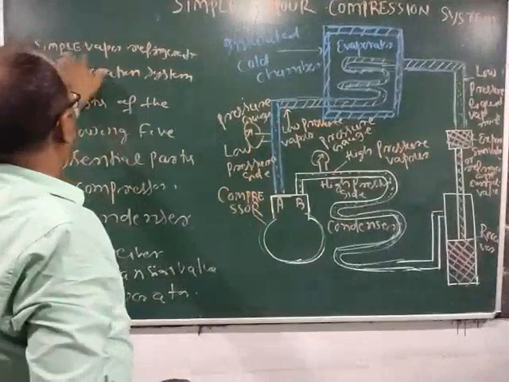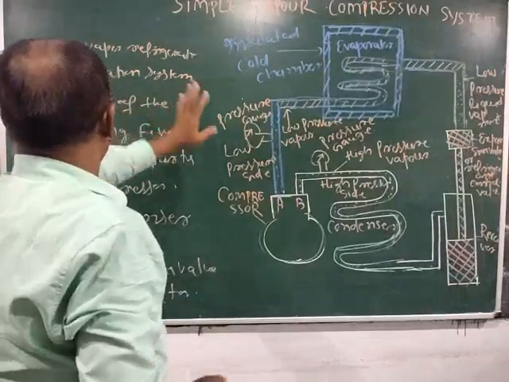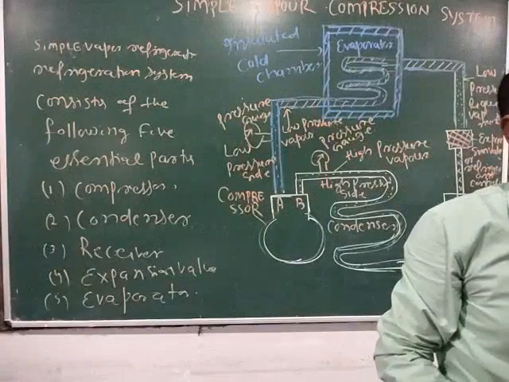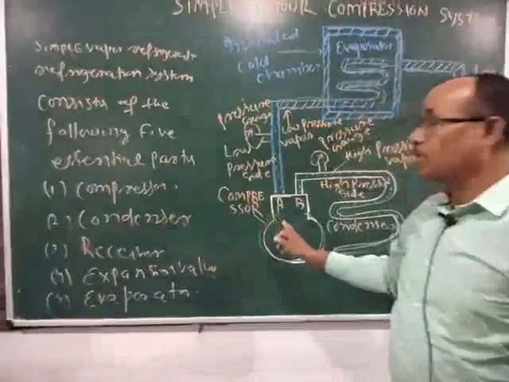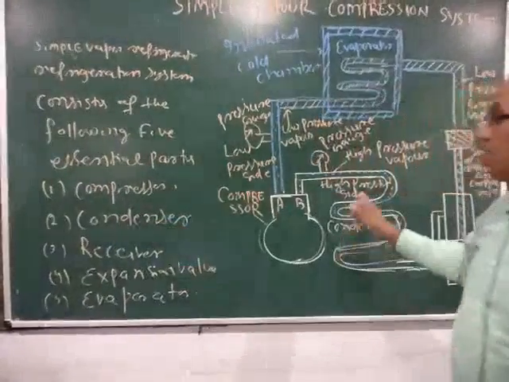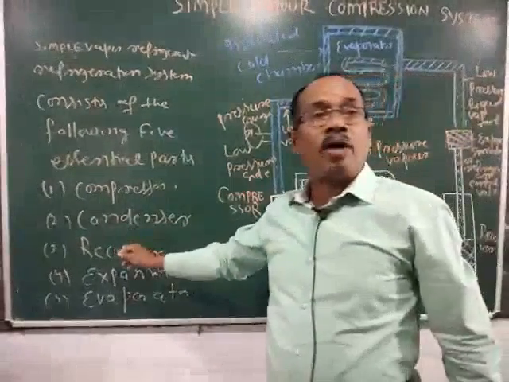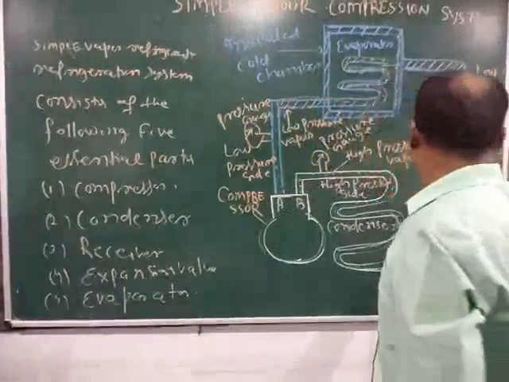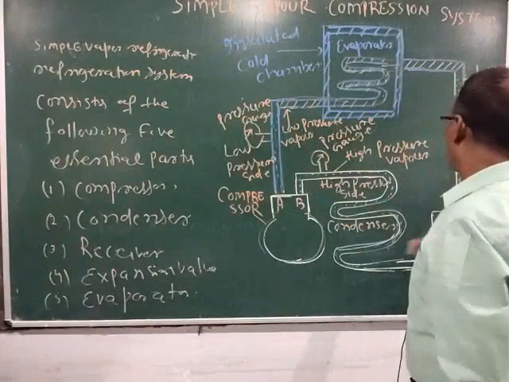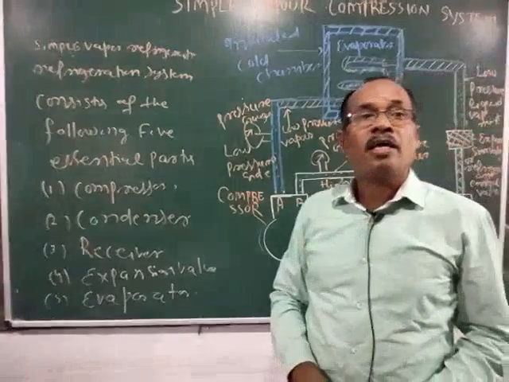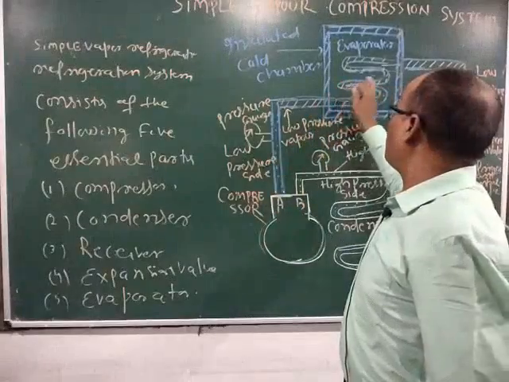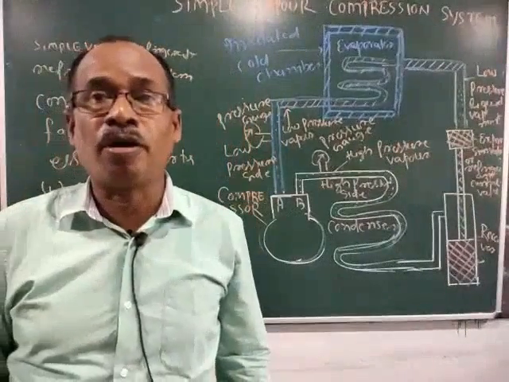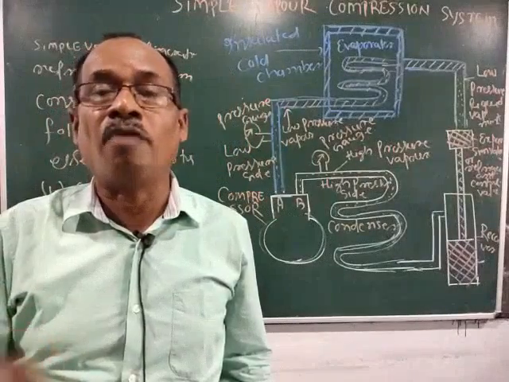Generally, simple vapor compression refrigeration system consists of the following 5 parts. First is compressor, second is condenser, third one is receiver, fourth one is expansion valve or refrigerant control valve. Then fifth is evaporator. Now I will discuss one by one. First of all, I will describe what is the function of compressor.